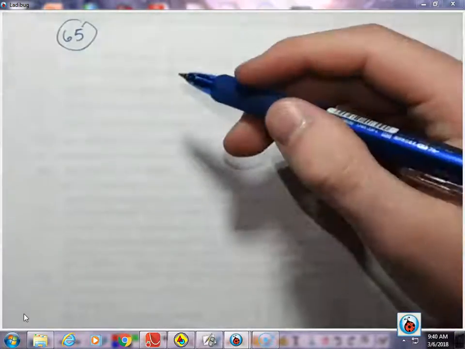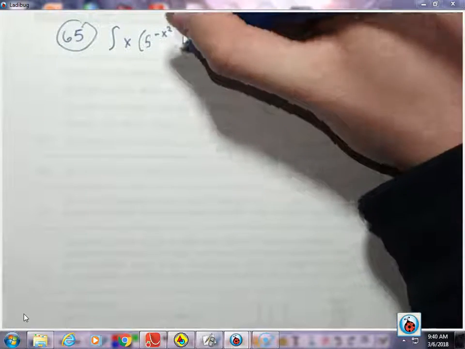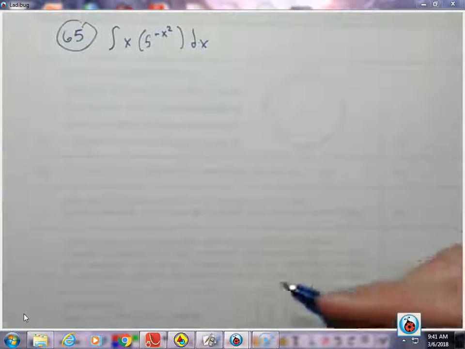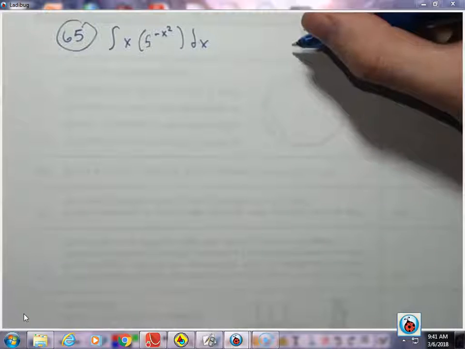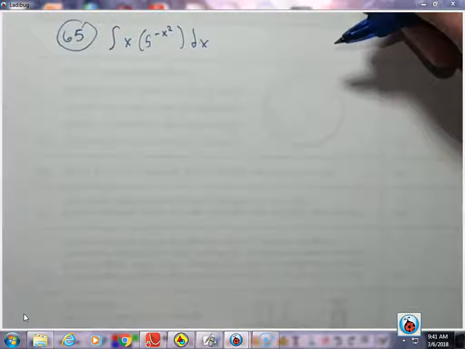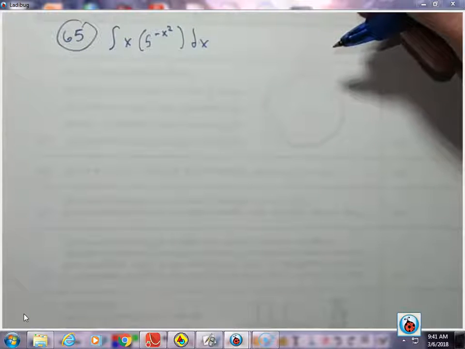Good morning, class. Today I will be doing problem number 65, as you can see here, which is written as taking the integral of x times 5 to the negative x squared dx. So first of all, what you're going to do is you're going to... The whole class is laughing, and it's making me feel very self-conscious and bad about myself.